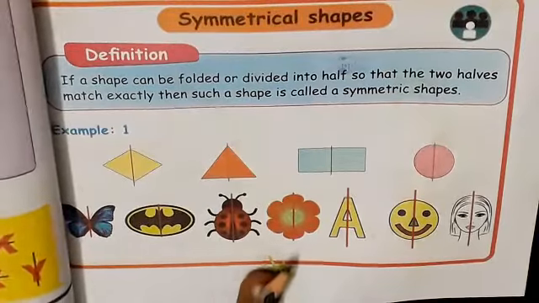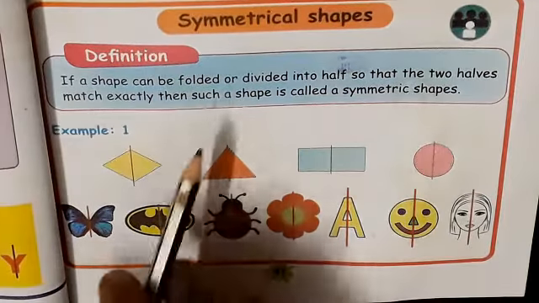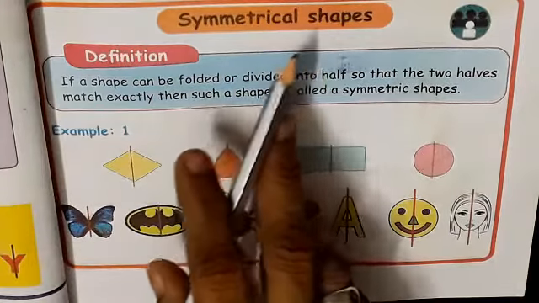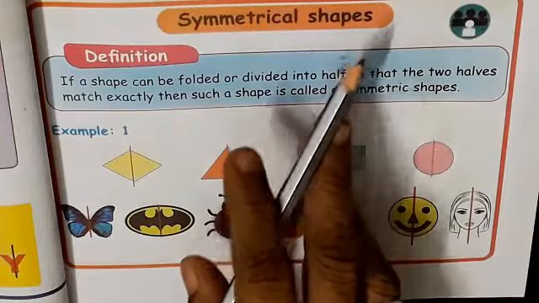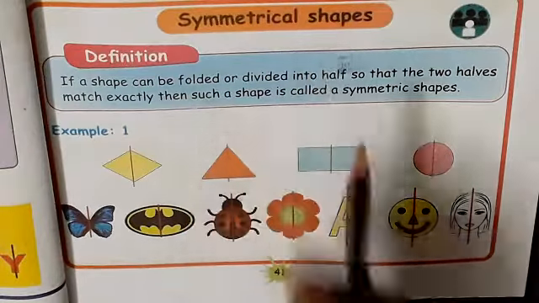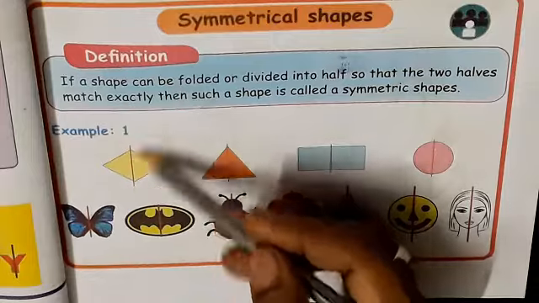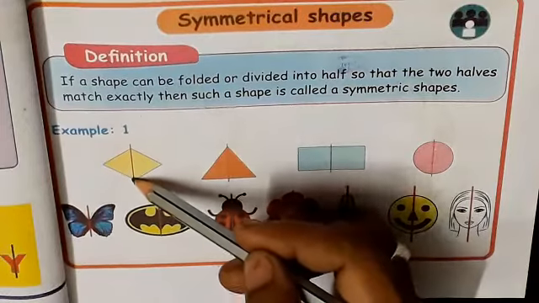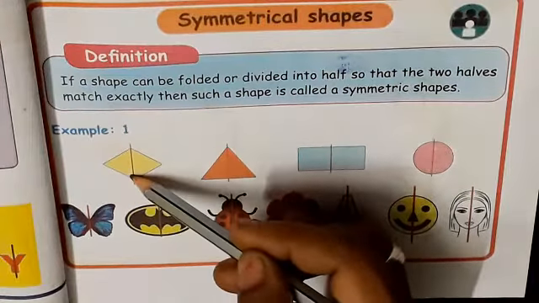See the next one, children. Now we are going to see the symmetrical shapes. What is symmetrical shape? Line which divides the figure into two exact halves is called the line of symmetry.